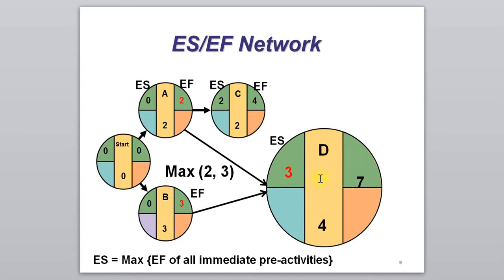So to calculate the earliest start time of activity D, we need to compare the earliest finish times of its pre-activities. Pre-activity A has the earliest finish time of 2, and activity B has the earliest finish time of 3. So we will take the maximum of 2 and 3 as the early start time of D, which will be 3.